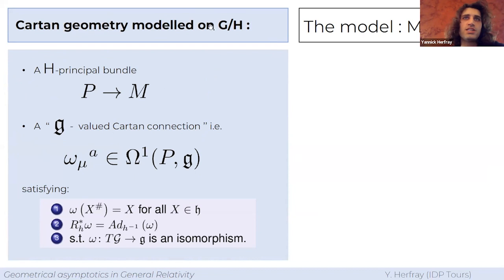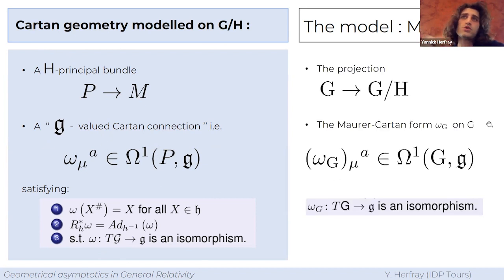So G is the Lie algebra of BG. Here, Cartan connection. So these two points are really the same as your usual principal connection. You see, the essential difference is the fact that you have an H principal bundle, but the one form of your connection is valued in G. So this is the crucial difference, and this is some sort of non-degeneracy condition relating the two.